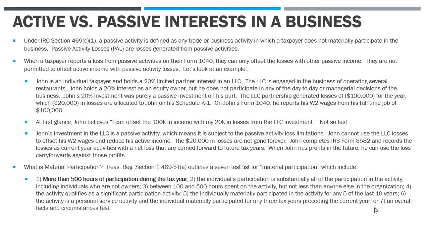Okay, so a lot of options there. Again, ideally, you want to hit one of these less subjective kinds of tests. If you can demonstrate you spent more than 500 hours during the year working there, perfect. That's the slam dunk. You have 500 hours of active participation, so you're done. You're an active business owner, and you don't have to worry about these passive activity loss limitations on your tax returns. So that covers it.